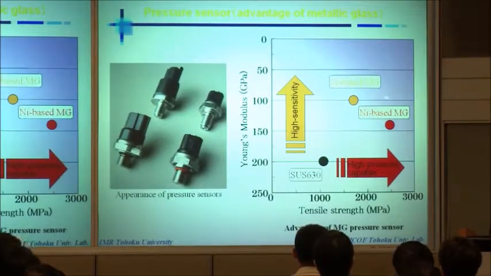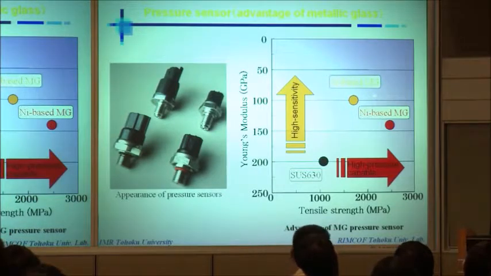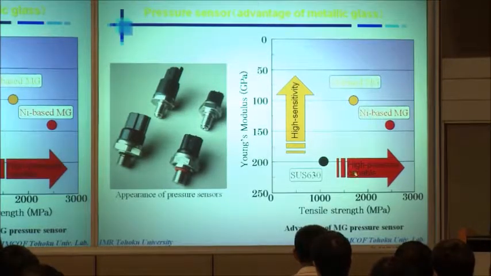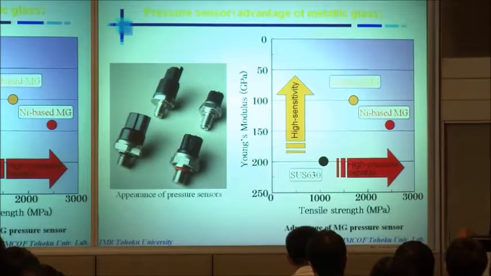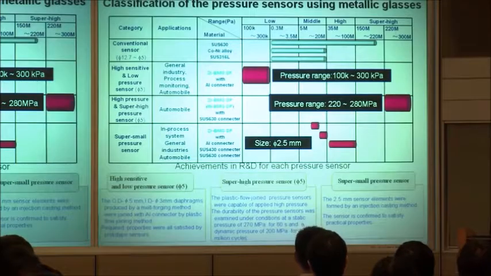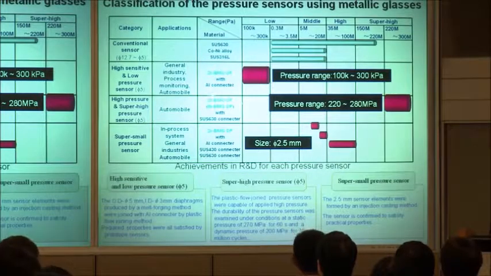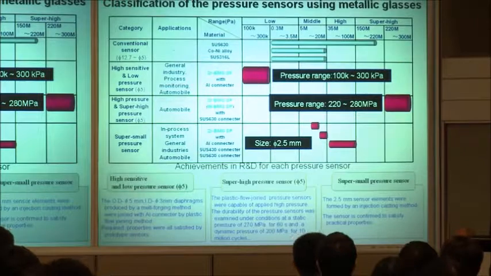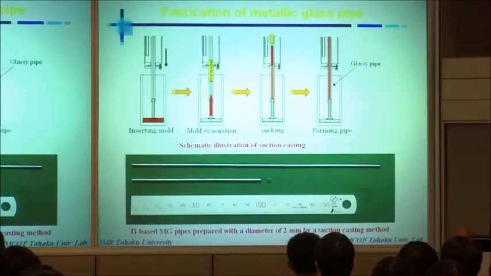As you know very well, these bulk glassy alloys show unique properties: higher tensile strength and lower Young's modulus as compared with stainless steel. And we can produce pressure diaphragms by a net casting process. This glassy alloy diaphragm shows very high sensitivity in higher pressure zones and super small size as compared with conventional stainless or cobalt-nickel pressure sensors.